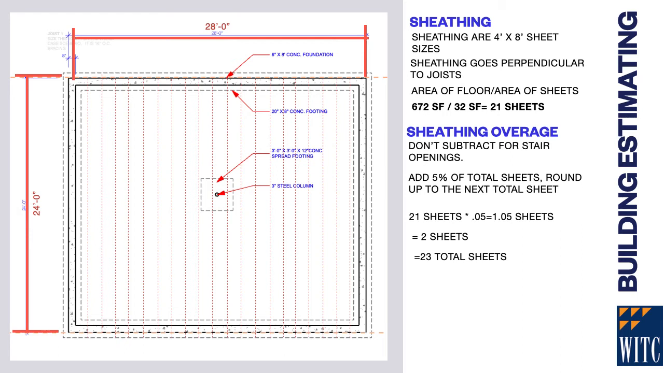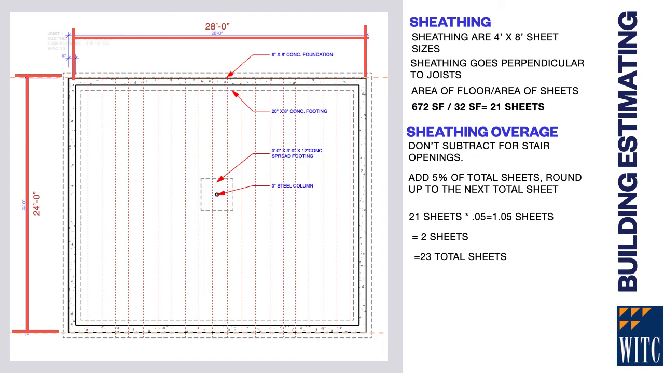So in this example, we're going to take the area of the floor and divide it by the area of the sheets. In this example, this is a 28 by 24 foot slab or floor. It's 672 square feet. So we're going to divide that by 32, which comes up to 21 sheets. And we would always round up to the next whole number whenever we're doing our sheets.